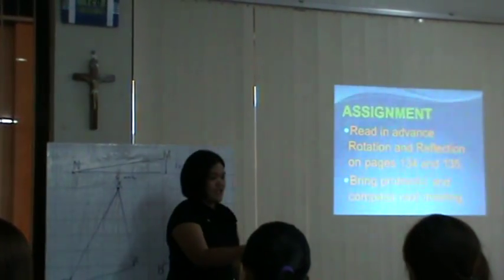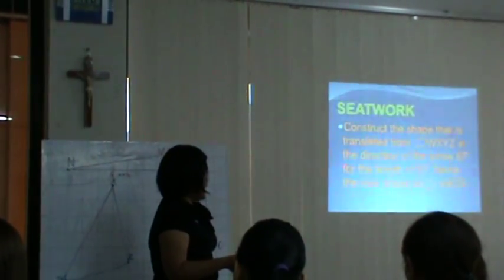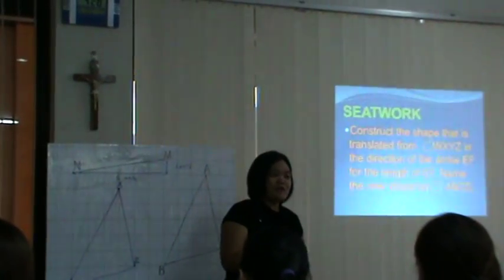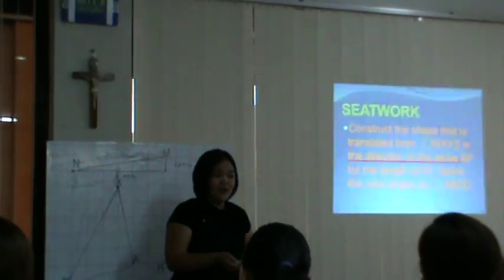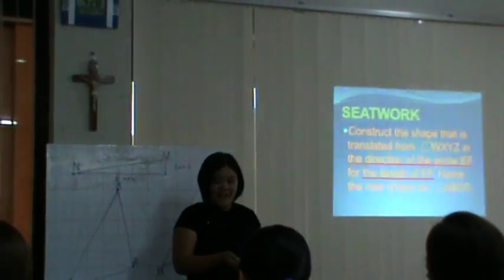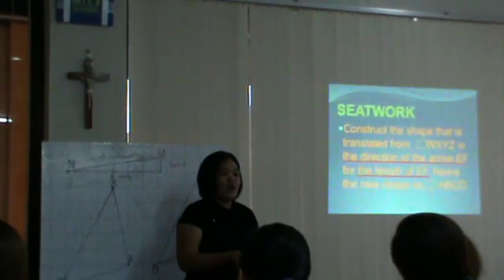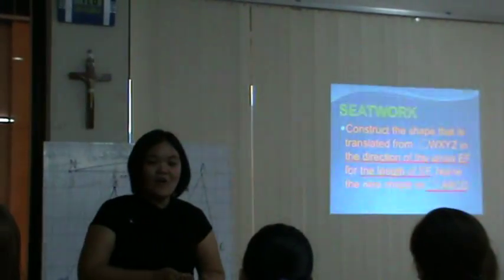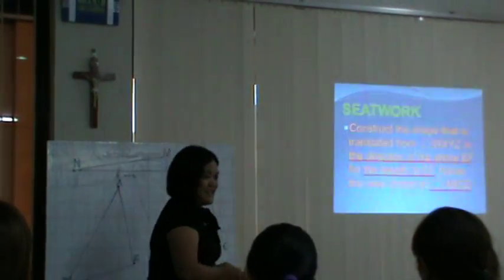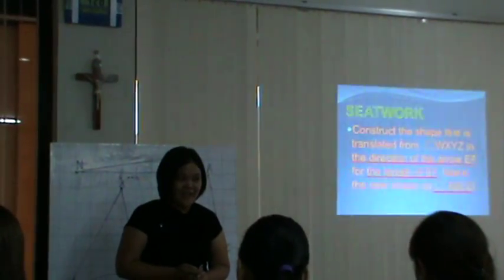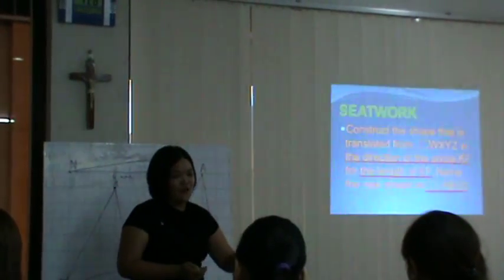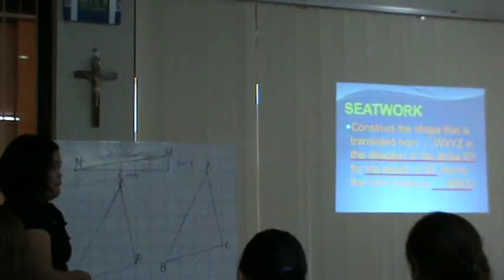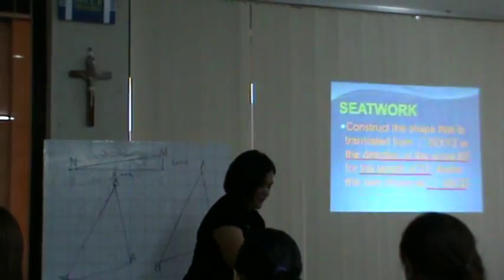So let me just read the instruction. It says there, construct the shape that is translated from quadrilateral WXYZ in the direction of arrow EF for the length of EF, and name the new shape as quadrilateral ABCD. So for this activity, you will now have 4 points to translate to form a quadrilateral. Okay, is there any question in the instruction? Okay, you may start now. After 5 minutes, you start now. Okay. When you're done, you may submit your work.